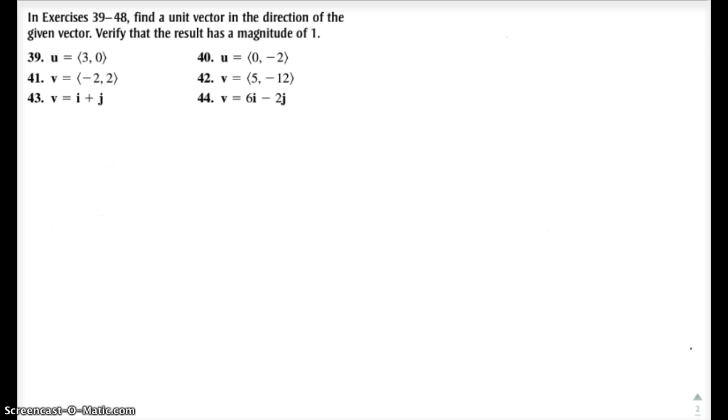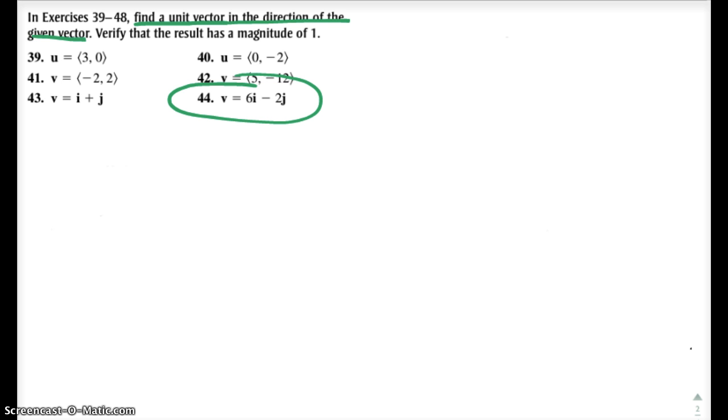Everybody. What you should be able to understand by the end of today's video is how to find a unit vector in the same direction as a given vector. And what I'd like to do today is go through example 44 from your homework because it involves all of the good things: rationalizing, simplifying, and finding a unit vector.